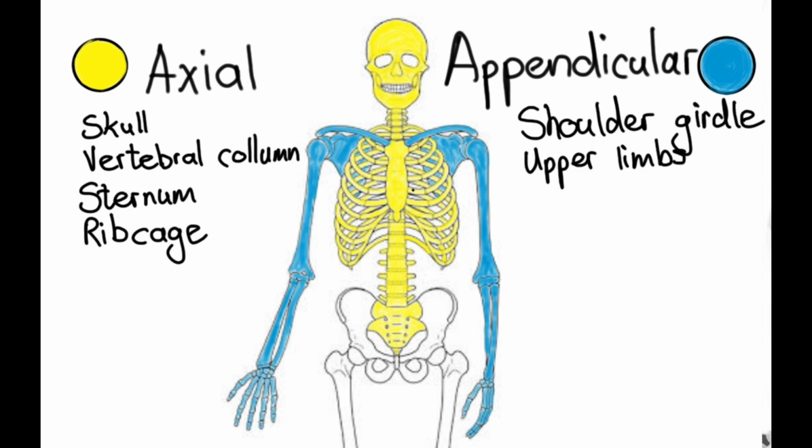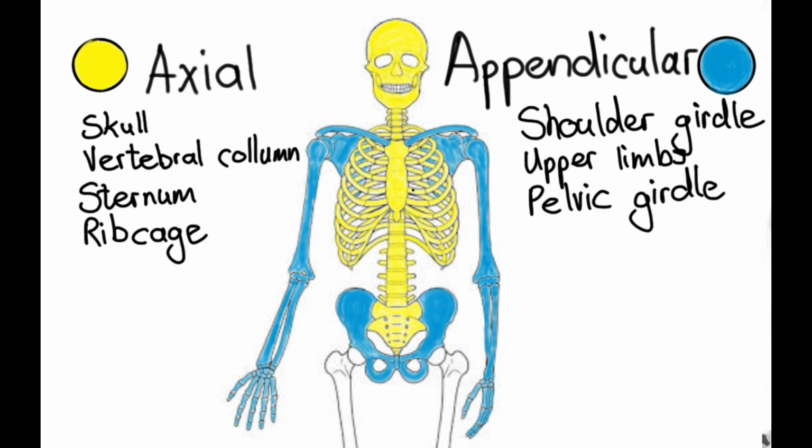It's also going to have your upper limb, so the entire upper arm from start to finish, so from the shoulder all the way down to your phalanges, which is your fingers. And then it's going to have your pelvic girdle. And your pelvic girdle is the entire ilium, ischium and pubis.